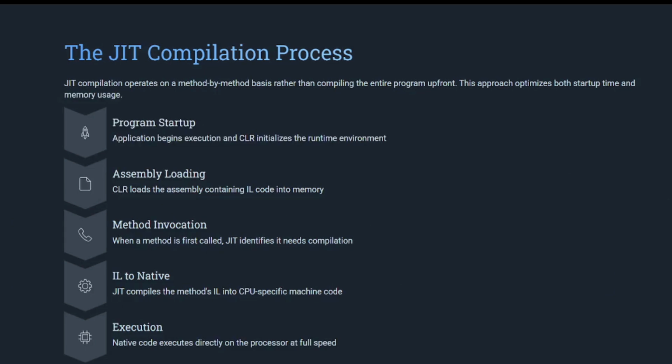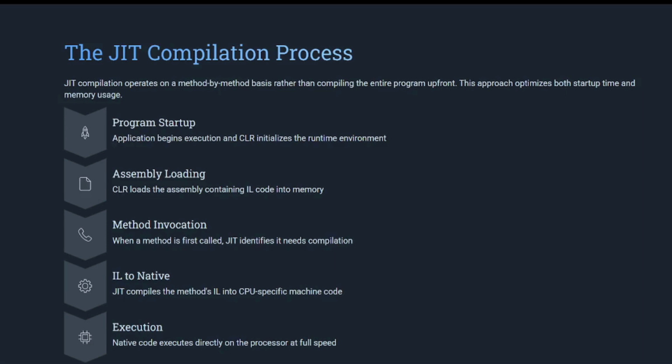Now, let's understand how JIT actually works step by step. When your program starts running, the first thing that happens is the CLR initializes the runtime environment. After that, the assembly which contains the IL code is loaded into memory. Now, here is the important part which I have explained earlier also. JIT does not compile the entire program at once. Instead, it works method by method.